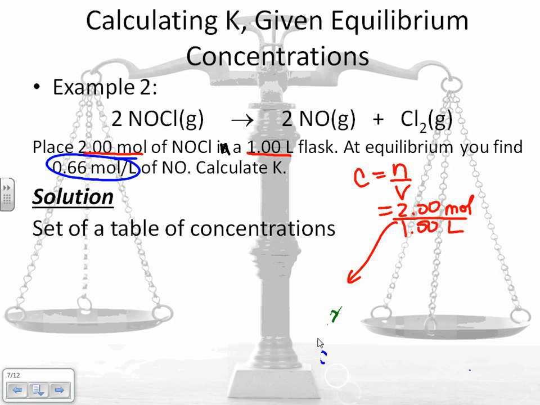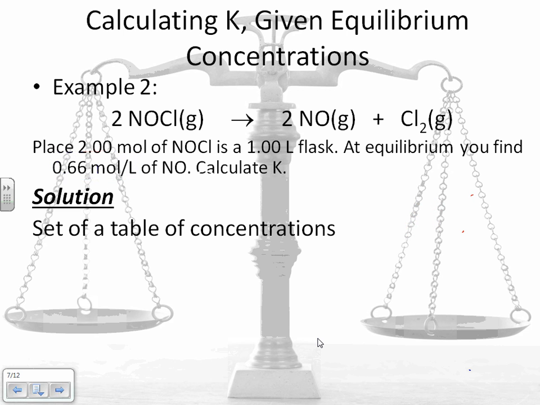So let's go through this example, and we're actually going to write out the equilibrium expression for this and do some calculations. So I've given you a chemical reaction. 2 NOCl gives you 2 NO and Cl2. If you place 2 moles of NOCl in a 1 liter flask, you seal it up, at equilibrium you find 0.66 moles of NO, which is one of your products. Calculate your value for K, so calculate your equilibrium constant.